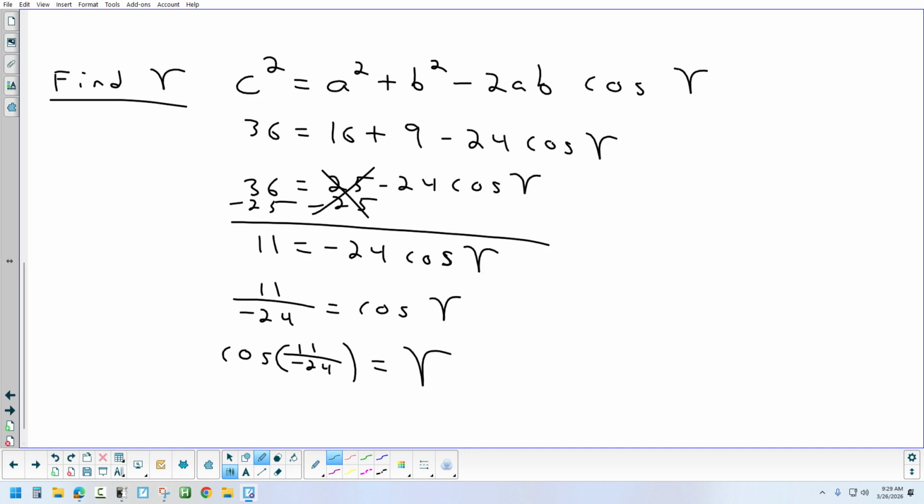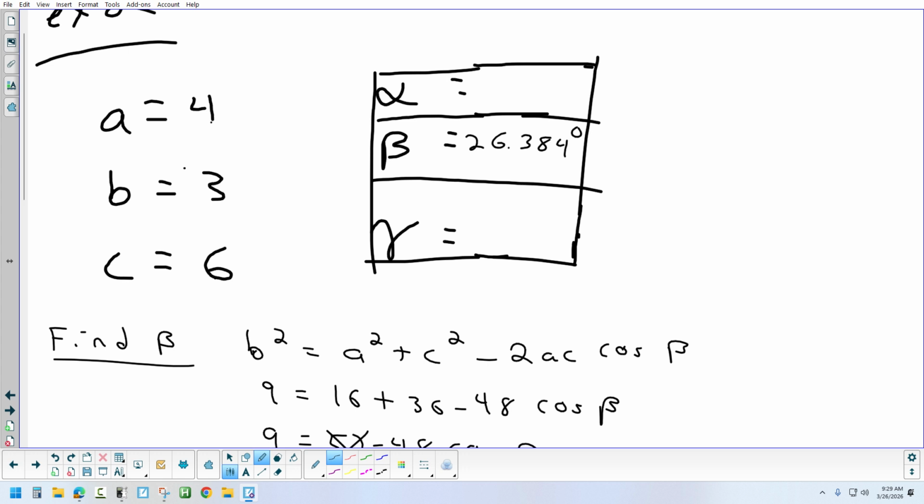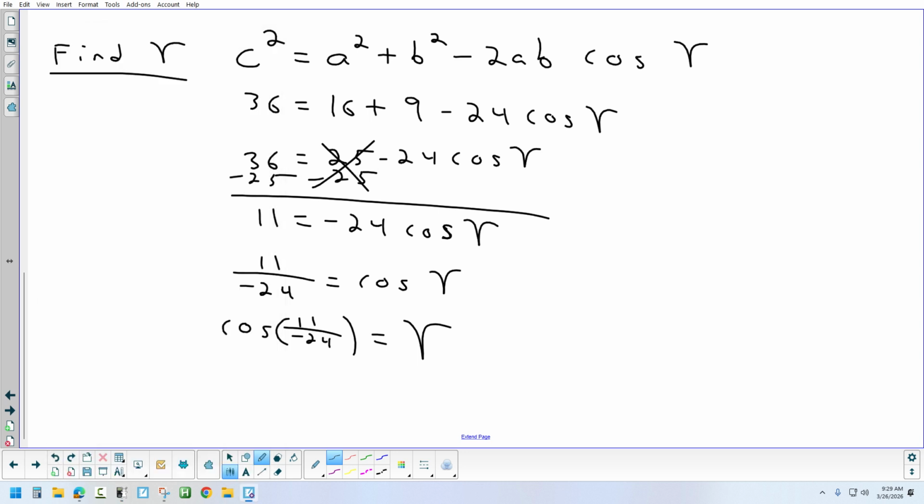So when you're doing side, side, side, one thing that is nice about it is you can find all the things that you're missing separately. Meaning if you make a mistake on one, it will not necessarily make anything else wrong automatically. So now we need to type that in and make sure you put in the negative. Inverse cosine of 11 divided by negative 24. 117.2, well, it's going to round up, 280.